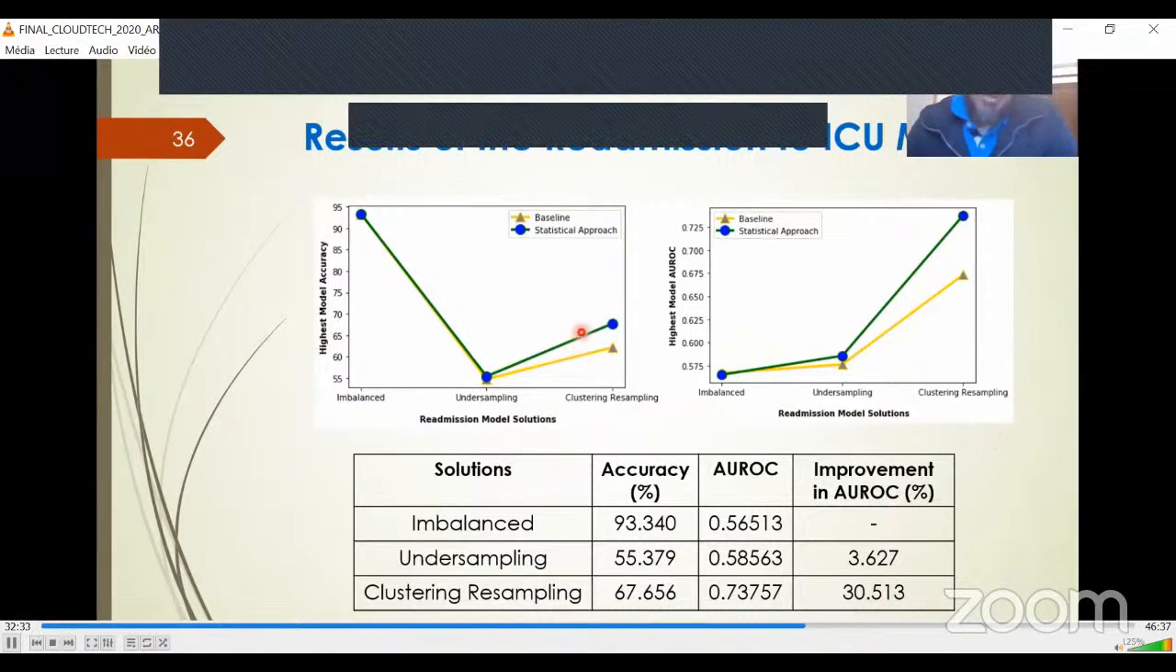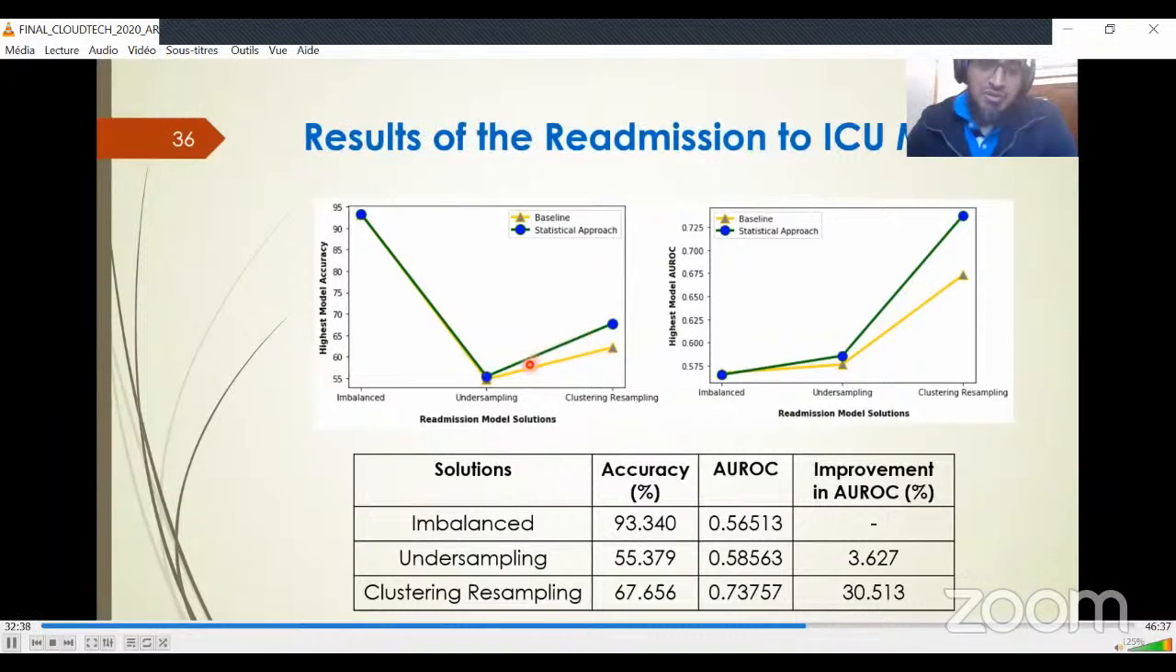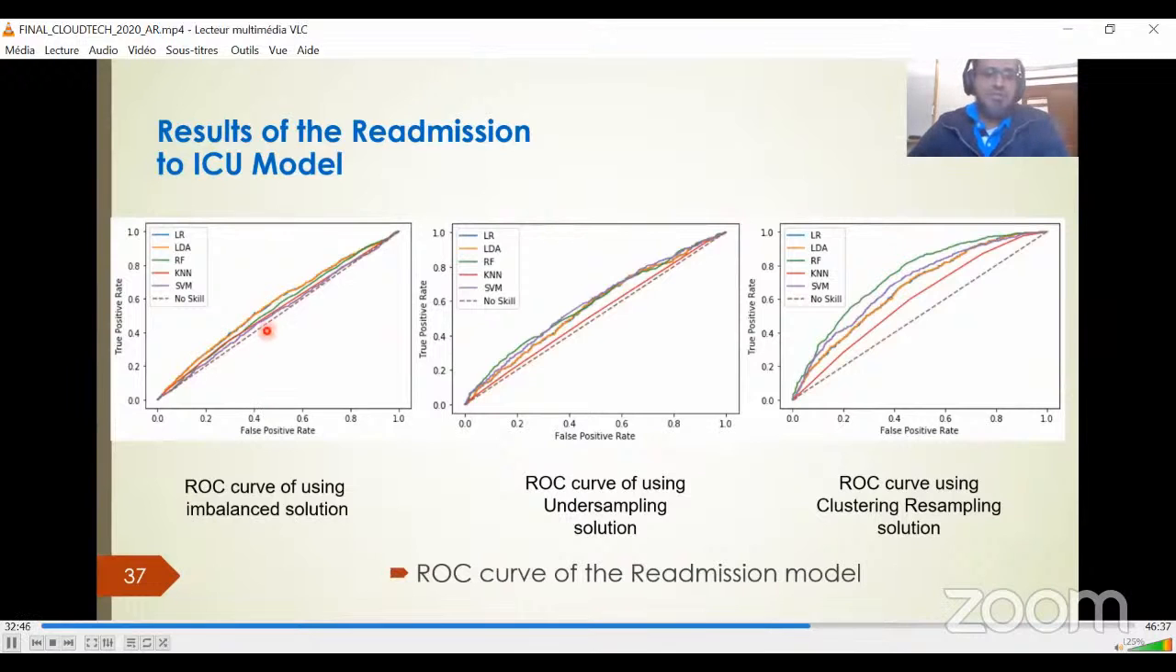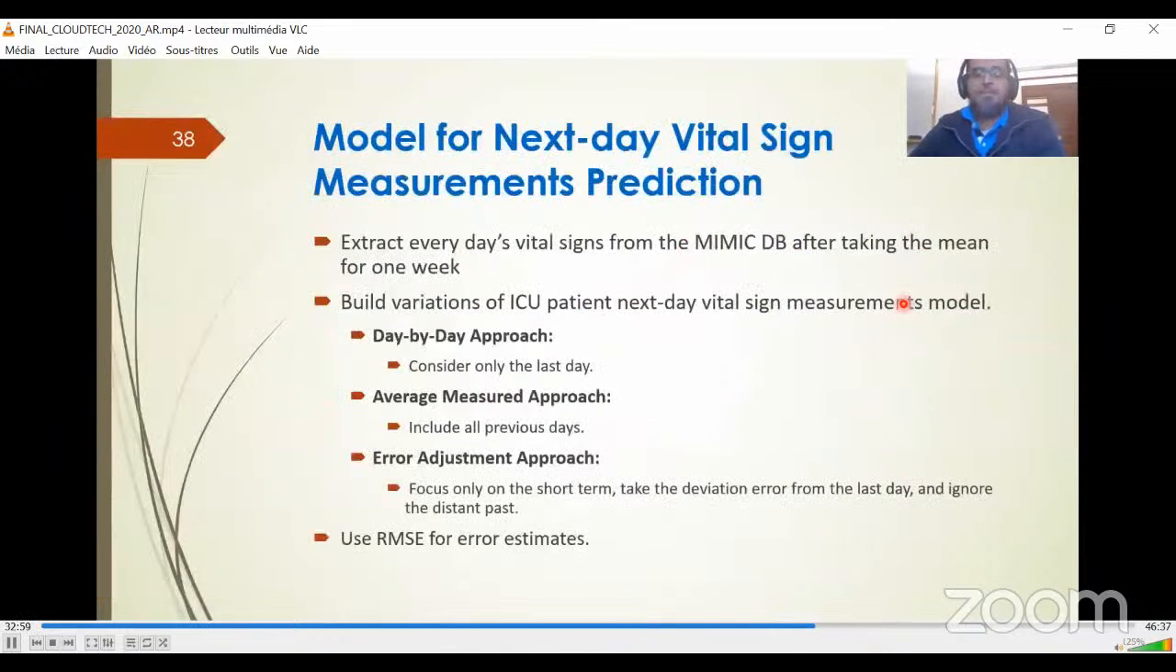Second thing, you can see that in all cases, the statistical approach performs better than the baseline. Here's the comparison of the results using the ROC curve. Here's the imbalance. All the performance is very close to half. That's bad. When you use the undersampling, it gets a little bit better, but when you go with the clustering readmission, it's better and better.